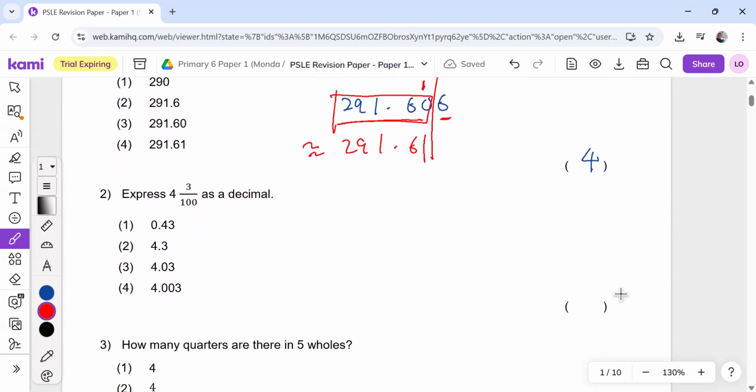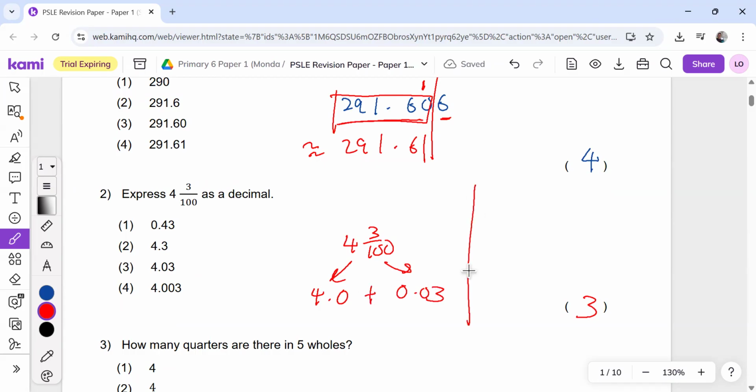Okay, number two, the answer is what? The answer is number three. So how do you change the mixed number into a decimal? 4 and 3 over 100, you can actually break up into the whole number, which is 4.0. Okay, that's a decimal. 3 over 100 will be 0.03. And then you just add them together.